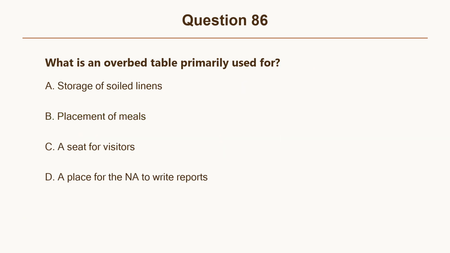Question 86. What is an overbed table primarily used for? Option A, storage of soiled linens. Option B, placement of meals. Option C, a seat for visitors. Option D, a place for the NA to write reports. The correct answer is option B, placement of meals.